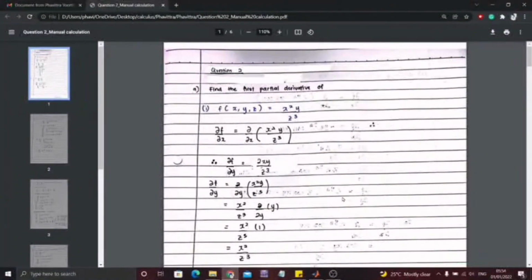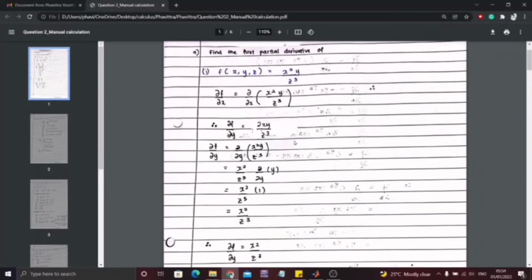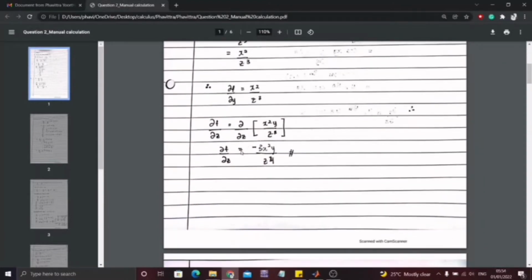Hi, I'm Pavitra Yortharan. I will be in charge of question 2 of the multivariable calculus project. As we can see, this is my question. For part A, find the first partial derivative of part 1, f of x, y, z equals x squared y over z cubed. By doing the working, the final answer for this manual calculation is negative 3x squared y over z to the power 4.